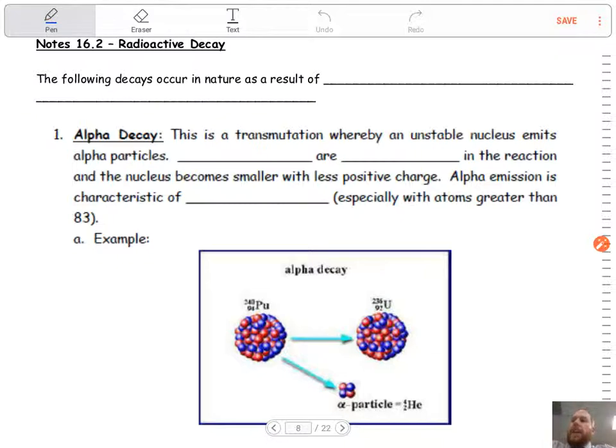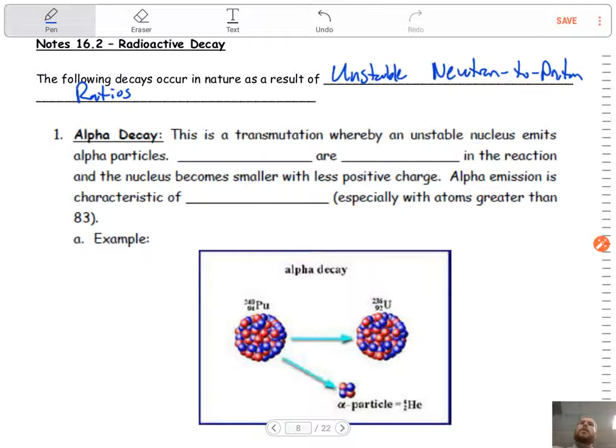The following decays that we're going to talk about occur in nature as a result of unstable neutron to proton ratios. In the last video, we talked about that a little bit, how typically it's a 1-to-1 ratio. And then once they start to get bigger, especially those heavy nuclei down toward the bottom, greater than 83, they get that imbalance and they will start to decay.